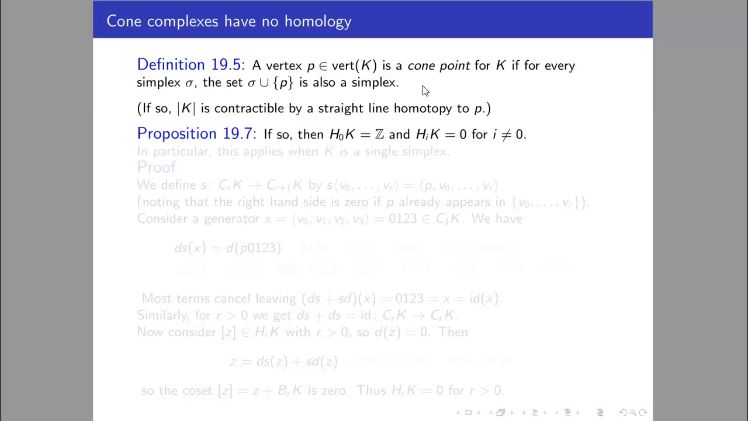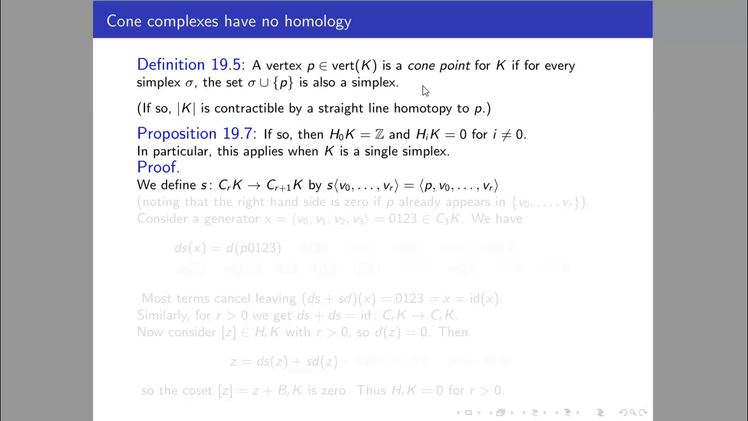But what we're going to prove in this video is that the homology of a complex like that is very simple. The zeroth group, H_0(K), is just a copy of the integers Z, and all the other homology groups H_i, for i different from 0, are all just the zero group. As a basic example of that, K could just be a single simplex. In that case, any vertex counts as a cone point, and so we find that the homology of a single simplex is just this single copy of Z.